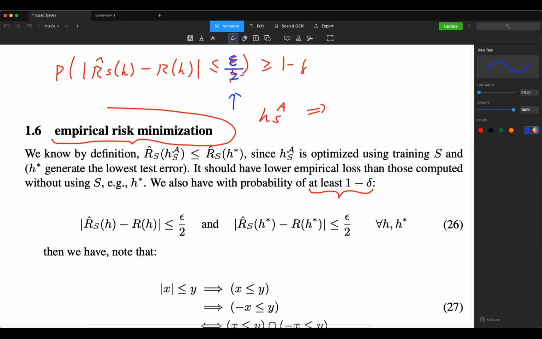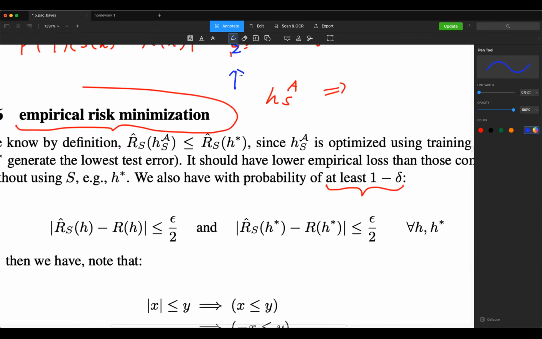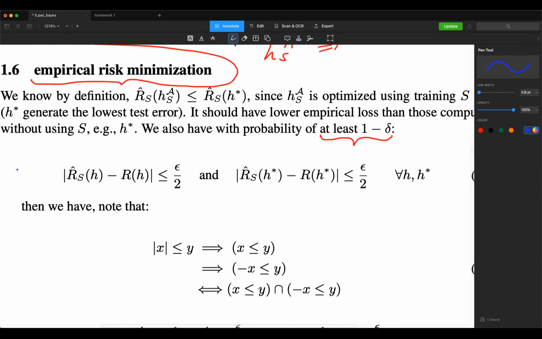Just so that after all this manipulation, the final result you're going to get is epsilon. That's why they start with different fractions of epsilon, so that the final result will be epsilon. By the way, this is also the case in here. Just imagine you can prove this.